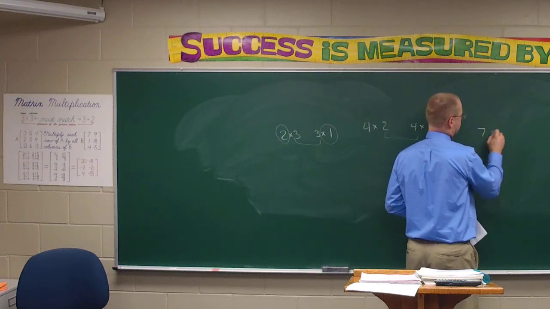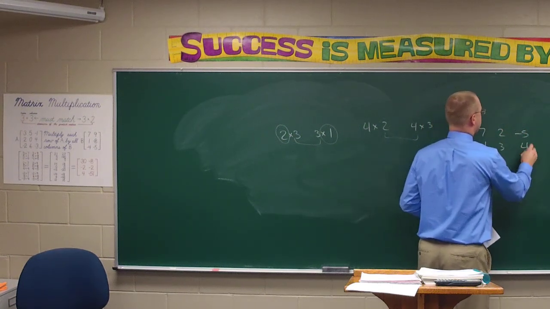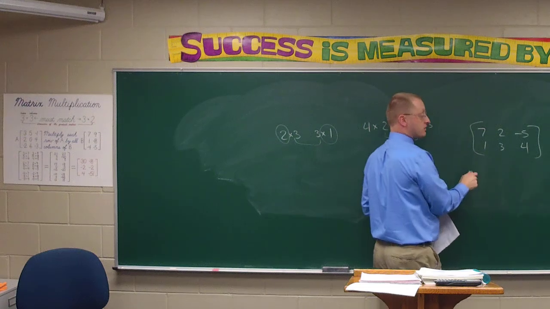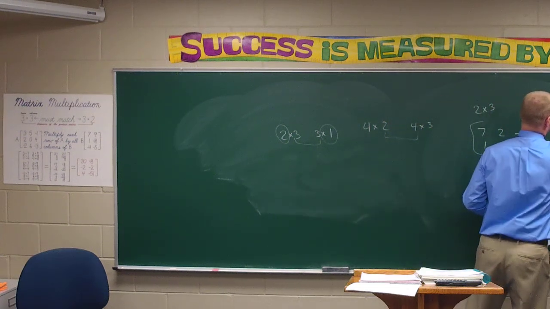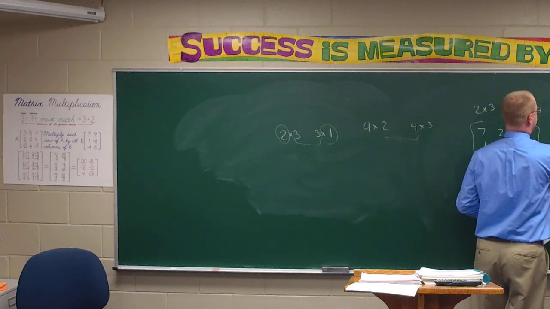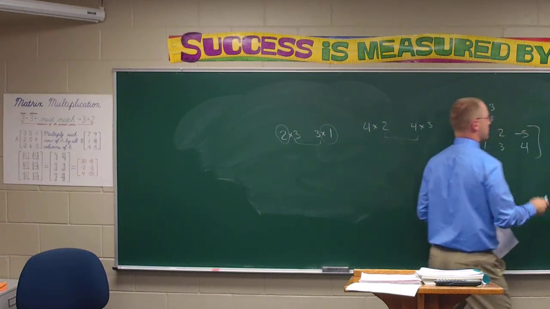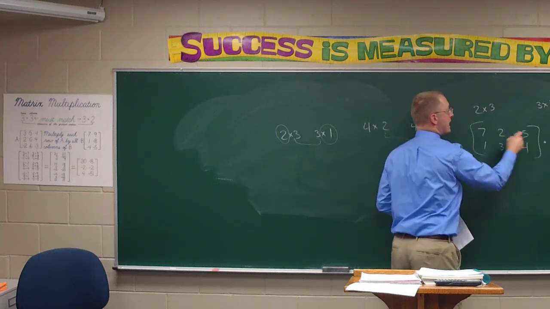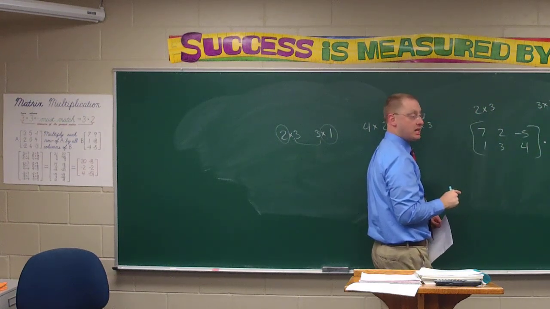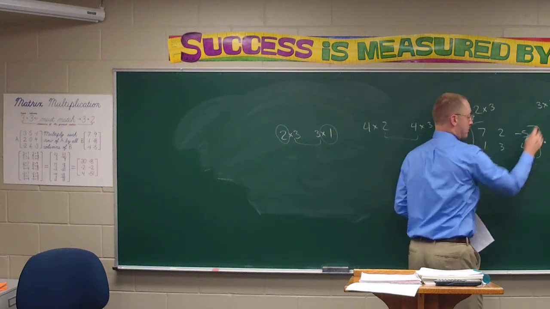Let's say we had a 7, 2, negative 5, 1, 3, 4. Dimensions, class? 2 by 3. And let's suppose we had a 1, 2, 4, 5, 8, negative 1. Dimensions? 3 by 2. Can I multiply those? Yes, and the resulting matrix is going to be a 2 by 2 square matrix.